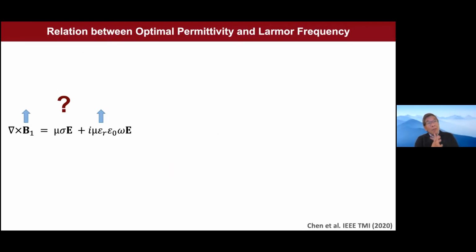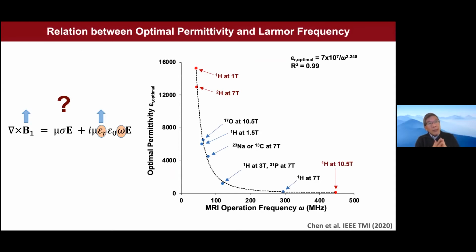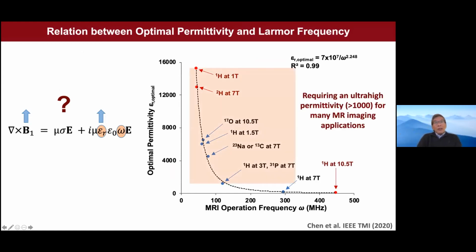However, it doesn't mean we can simply increase the material epsilon value to reach a very, very high B1 field, because the optimal permittivity versus the operation frequency, or Larmor frequency, follows this relationship as shown on the right chart. So for many applications at different field strengths, it depends on the operation frequency. This highlights the most interesting applications. It indicates we need very, very high permittivity, at least more than 1,000, for those imaging applications.